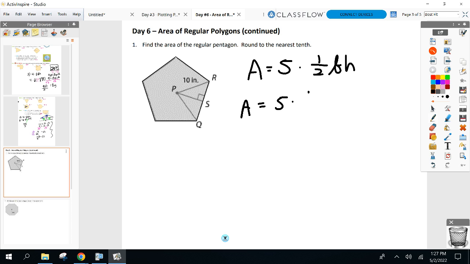I don't expect you to write this down, but just so we're clear what the base and the height are, we're about to find. Base would be RQ, right? And the height drawn to it would be PS. So I need those values from you, RQ and PS, so I can plug those in. Same thing we did on Friday.